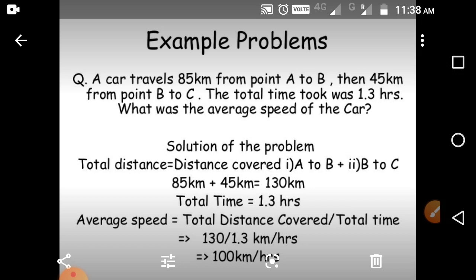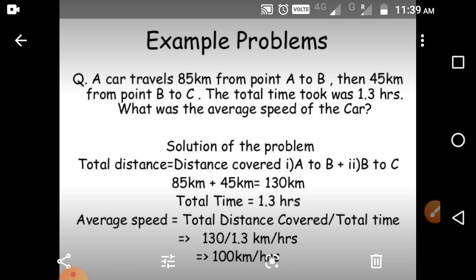What is the unit of speed? It is meter per second. The unit of average speed is meter per second. And what is speed? Distance divided by time. And what is average speed? It is the total distance divided by total time taken. Okay, this much is clear.